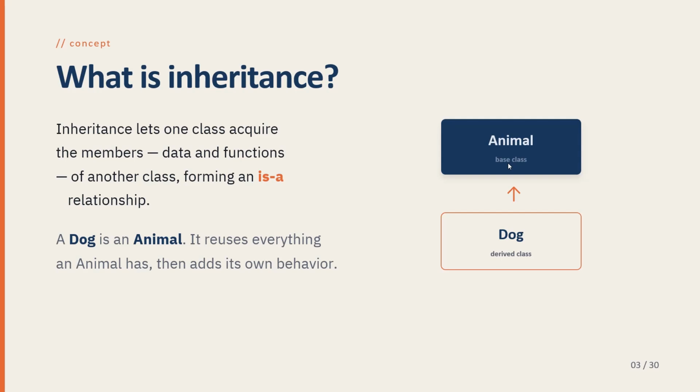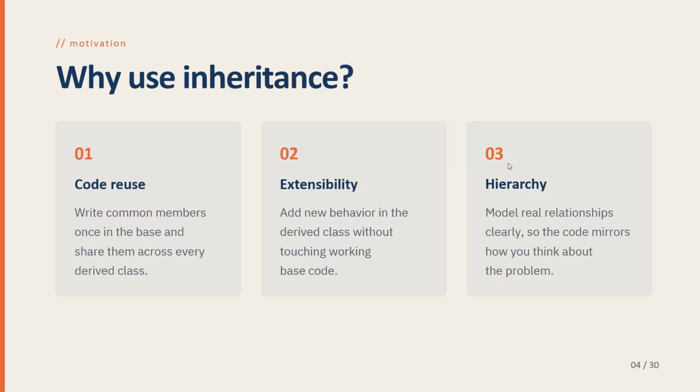Inheritance is useful mainly for three reasons. One is code reuse. We can define common functionality once in the base class and reuse it in the derived class. Second is extensibility. The derived classes can add new behavior without modifying the existing base class. Third is hierarchy. Inheritance allows us to represent real-world relationships clearly in our programs.